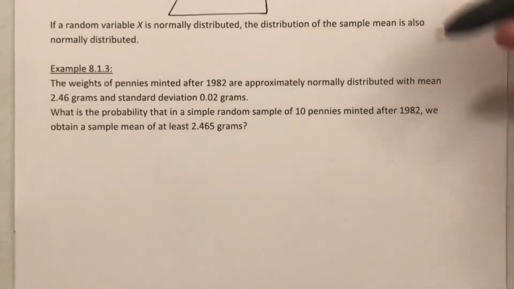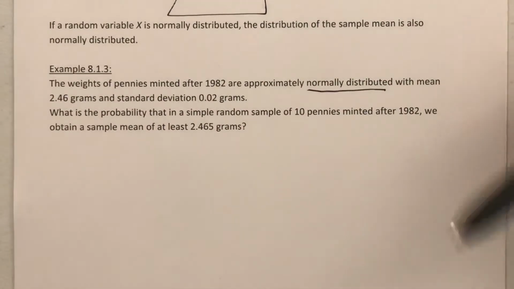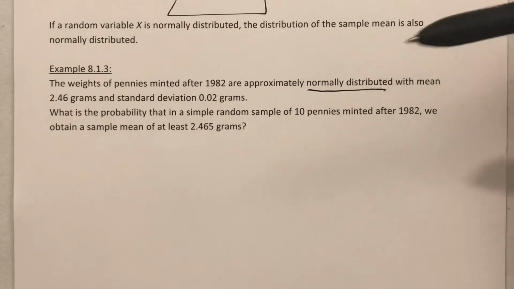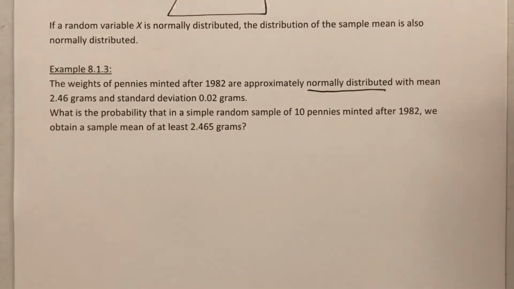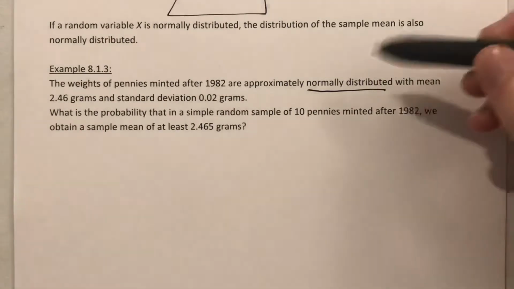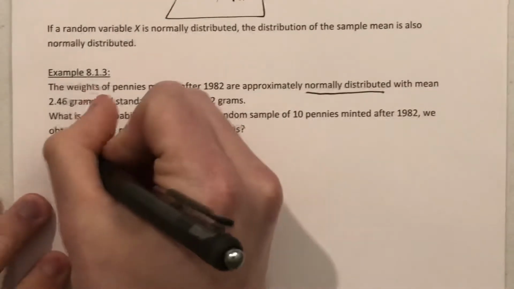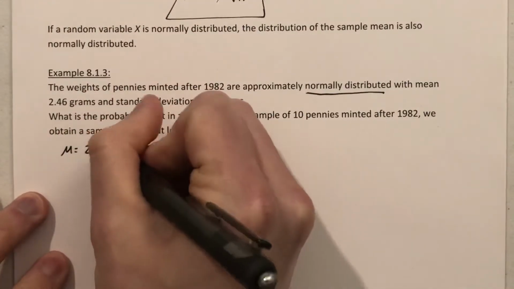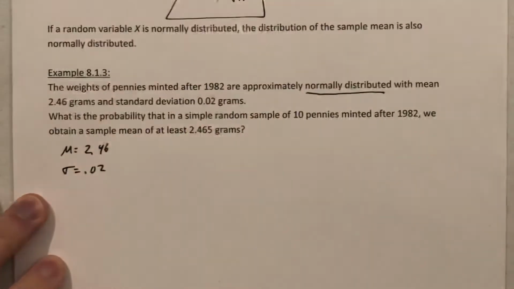So we're back to the pennies. Right now for the moment, we do have that our distribution of our original data set is normally distributed. That means that any sample that you take is going to have a roughly or approximately normal distribution as well. Okay, so that's good to see. And then we have the mean of 2.46. I'll just label these things. The mean is 2.46. Standard deviation is 0.02.